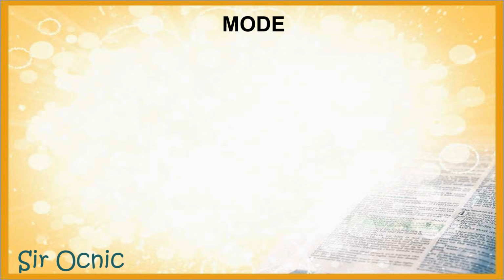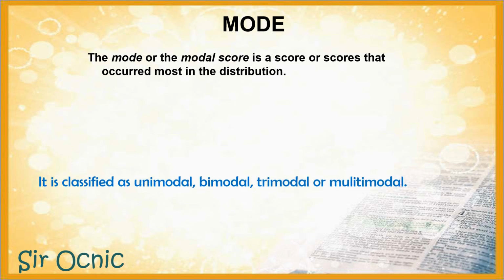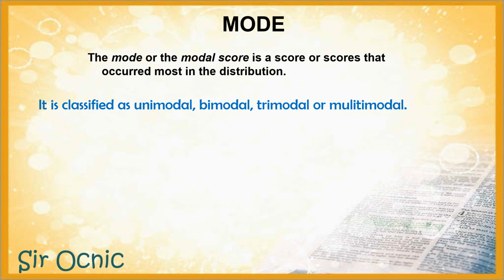The last kind of measures of central tendency is what you call mode. The mode or the modal score is the score or scores that occurred most in the distribution. It is classified as unimodal, bimodal, trimodal, or multimodal.